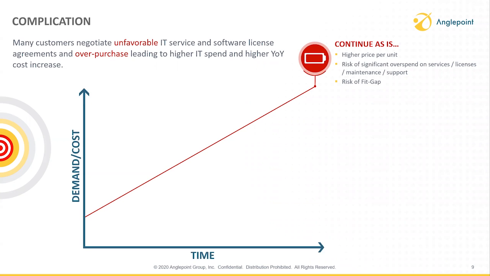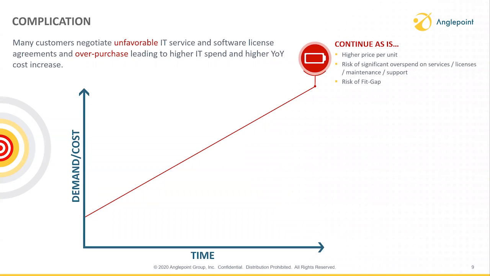The software publisher will give you a good price without you asking for it, but you probably will end up with a higher price per unit than you could pay if you have someone on your side or if you are well prepared for the negotiation. And again, what you are also facing is the risk of significant overspend on services, licenses, maintenance, and support. And last but not least, the risk of fit gap.